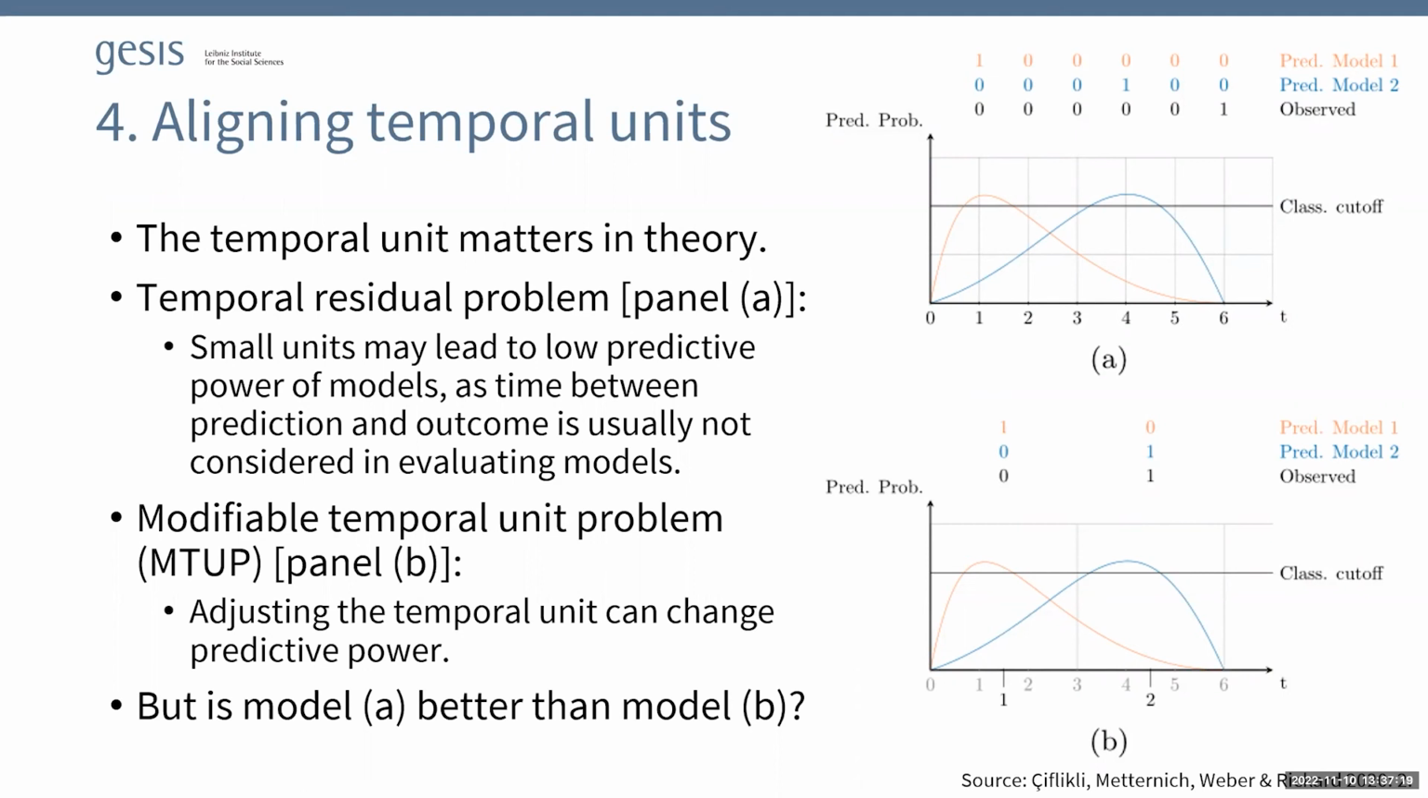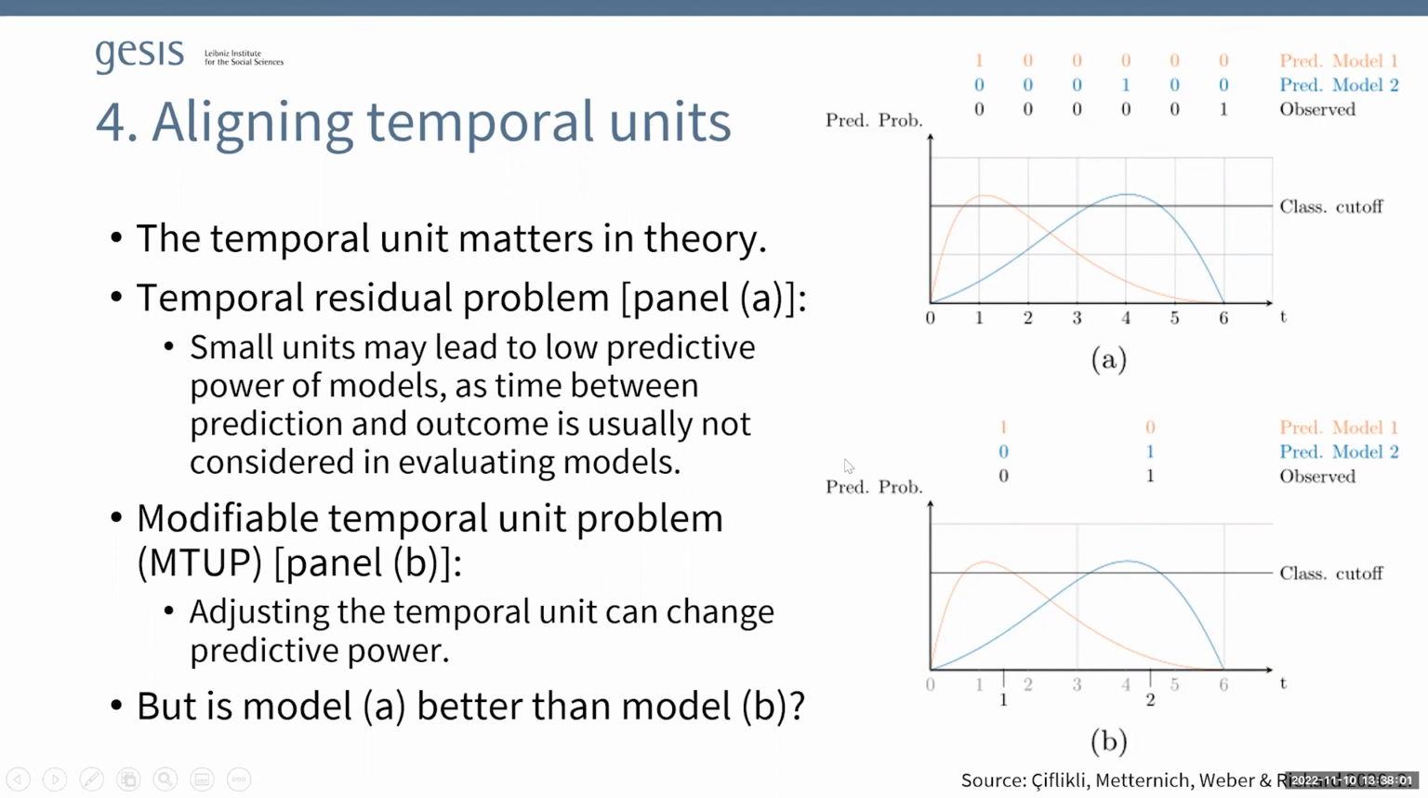And we observe the person quitting their job on the 6th day, but our models, based on survey responses, predict that one model predicts that the person would quit on day 1, and one model predicts that the person would quit on day 4. The problem here is that with our standard approaches, we would assess both models in the same way. We would say they both fail to predict quitting the job. We don't account for the temporal distance of the prediction to the actual outcome. This is what has been called the temporal residual problem by Cieflícki and colleagues.